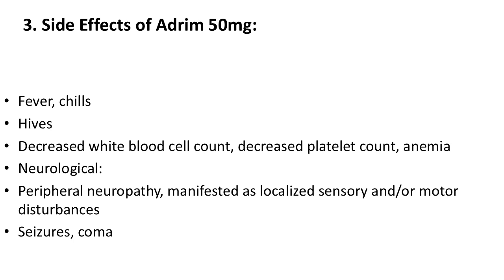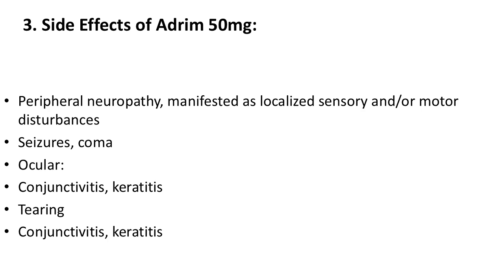Neurological: peripheral neuropathy, manifested as localized sensory and/or motor disturbances, seizures, coma. Ocular: conjunctivitis, keratitis, tearing.